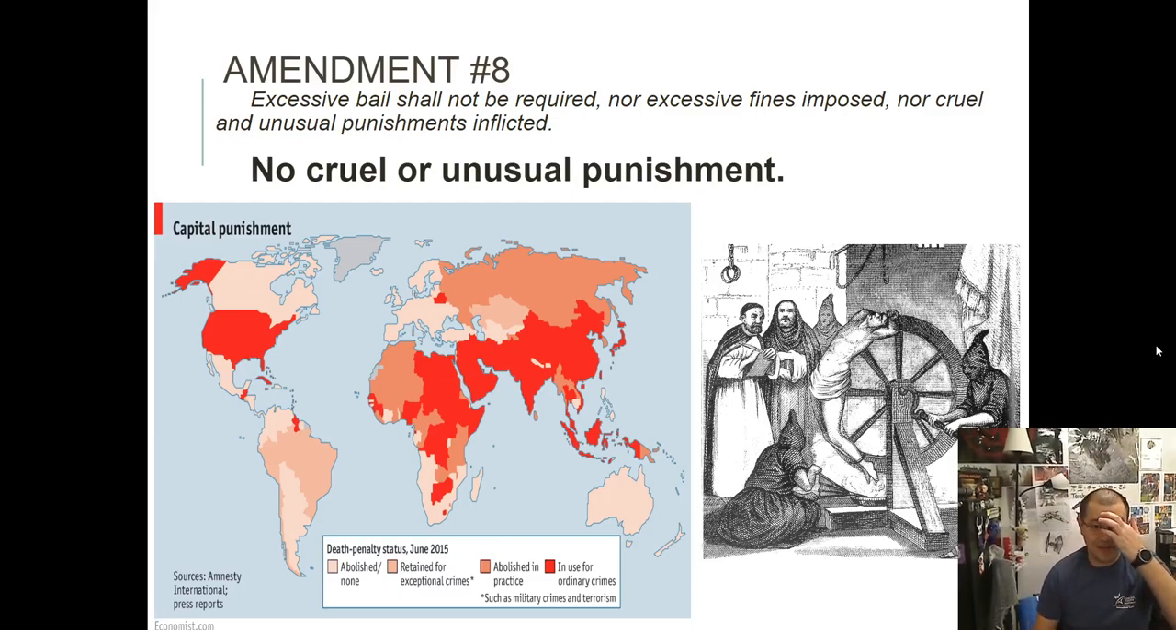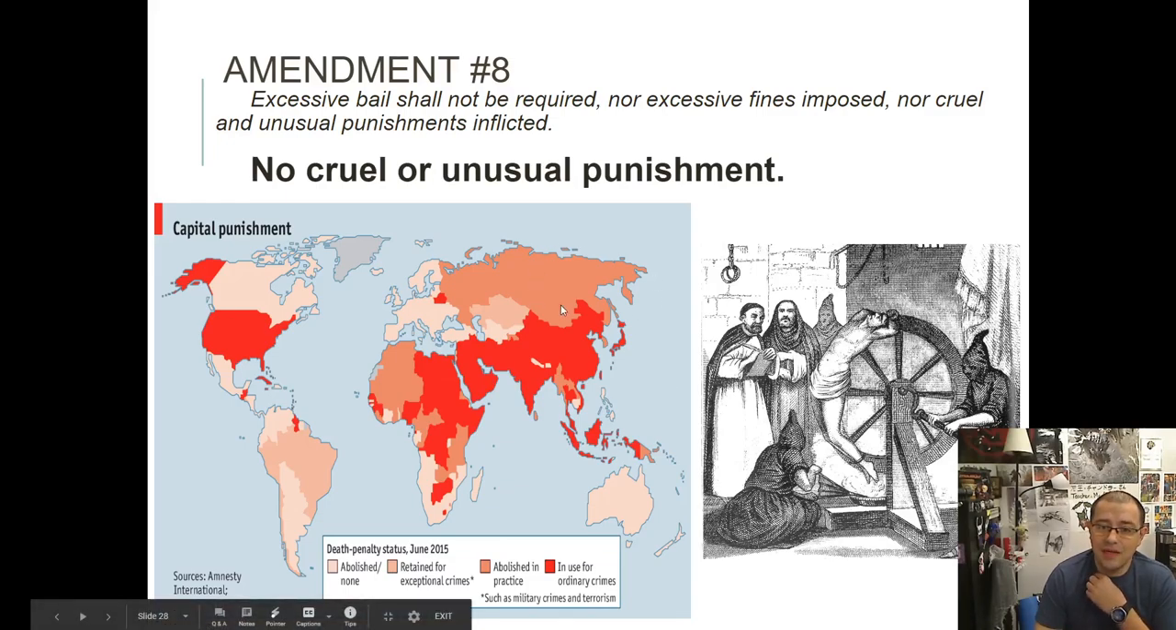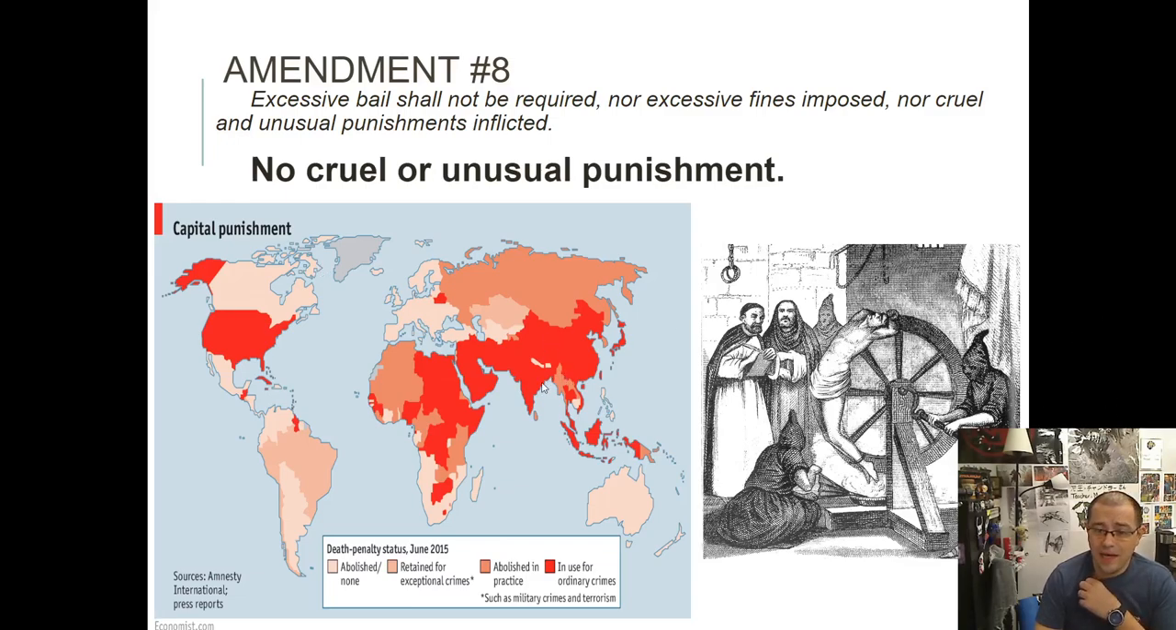So I added 2 graphics here, basically showing you 2 different ways that different people interpret cruel or unusual punishment. Some people look to cruel or unusual punishment as literal torture, as we see here in this graphic showing someone being put to the wheel by the Spanish Inquisition of the Catholic Church. And here to the right, we see some people interpret cruel or unusual punishment to be capital punishment, the death penalty.